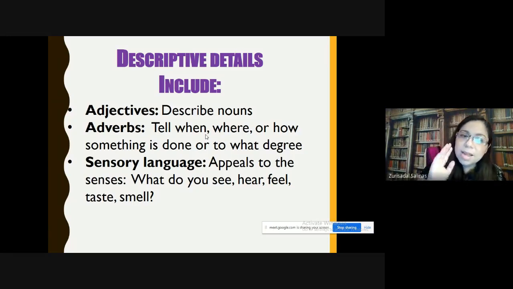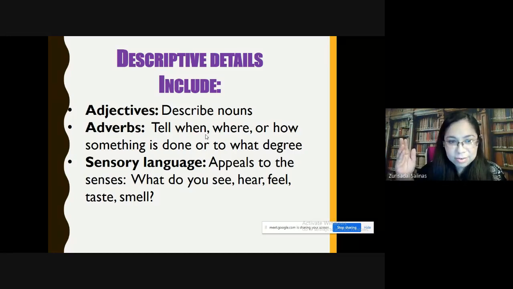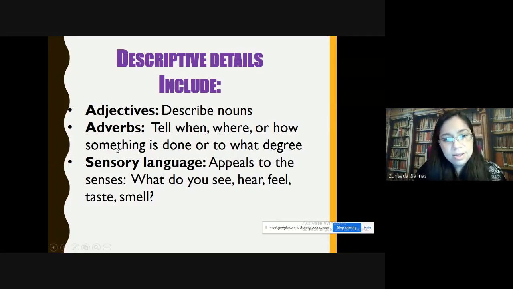So adjectives, words that tell to what degree. How hot is it? Is it like burning hot, scalding hot, where you step outside, you're barefoot and the concrete burns your foot? That kind of hot. So sensory language becomes really important. What do you see? What do you hear, taste, smell, feel?